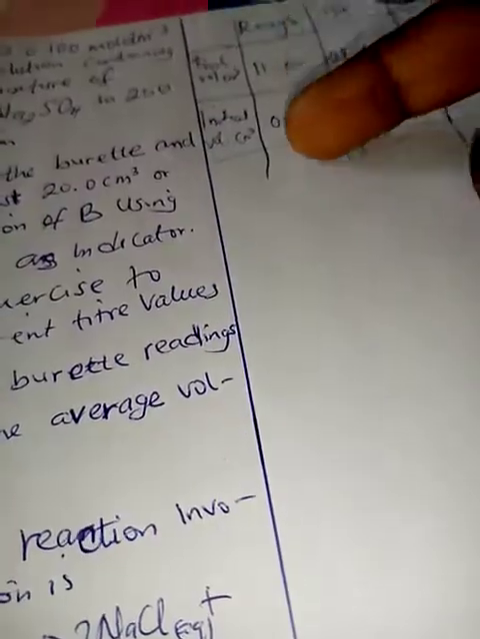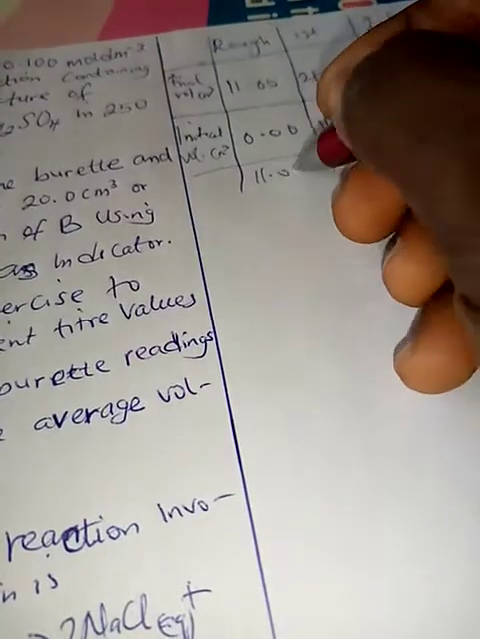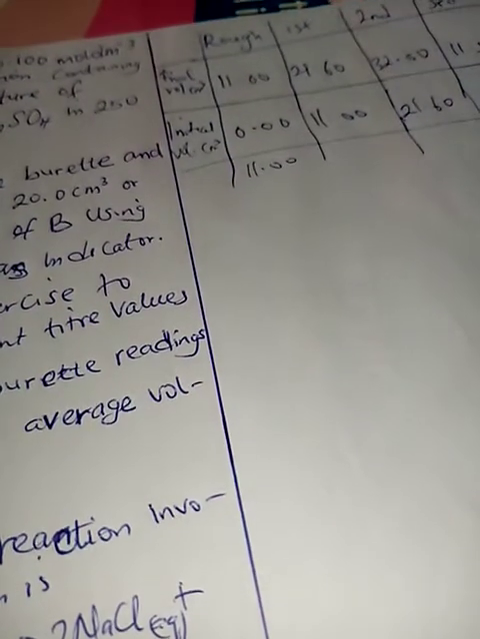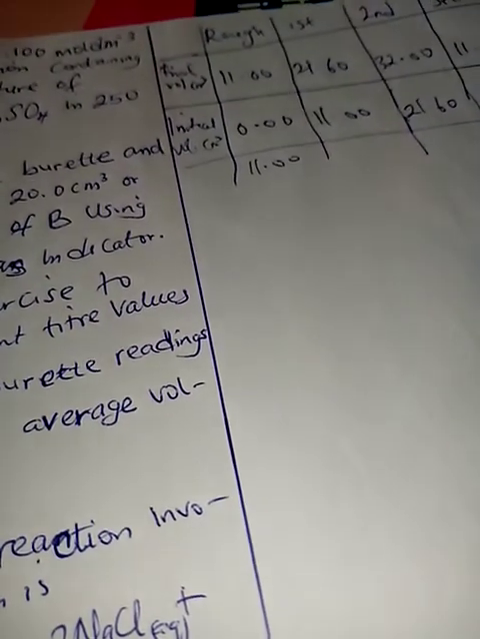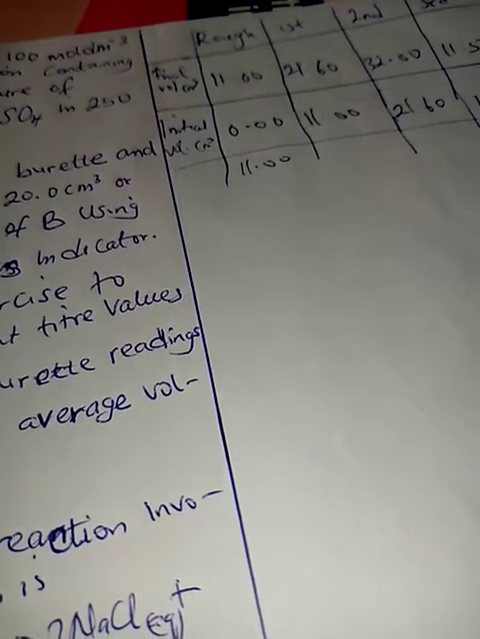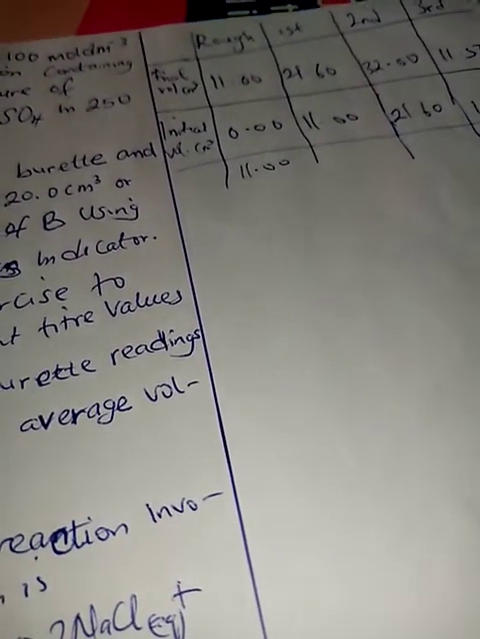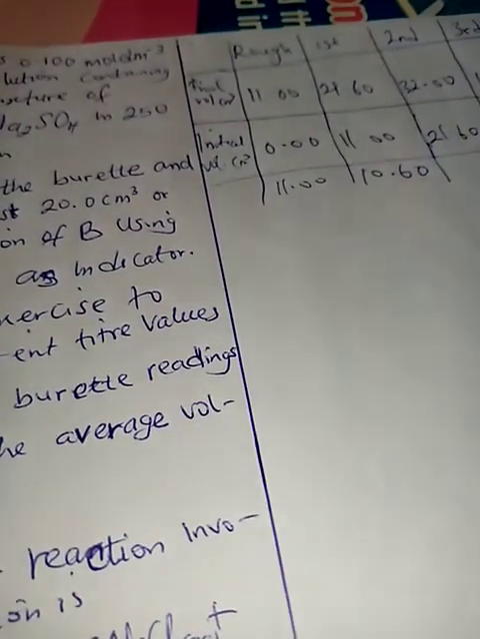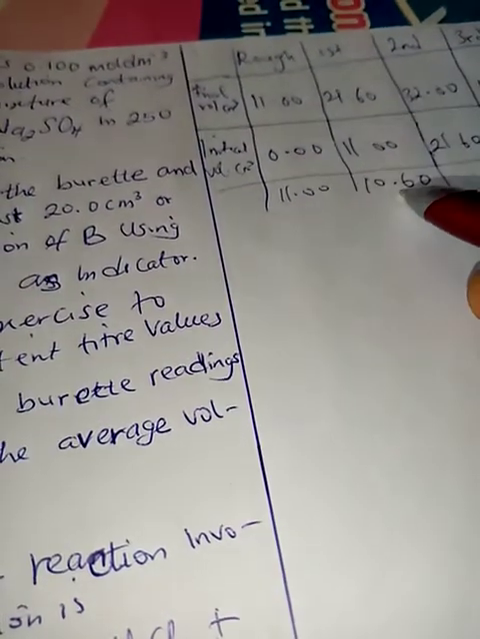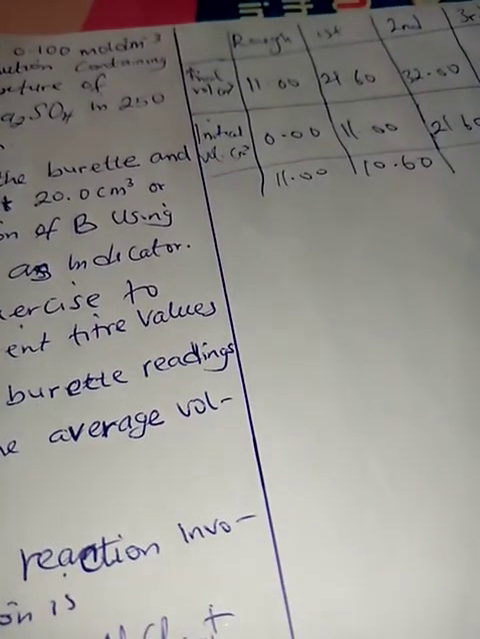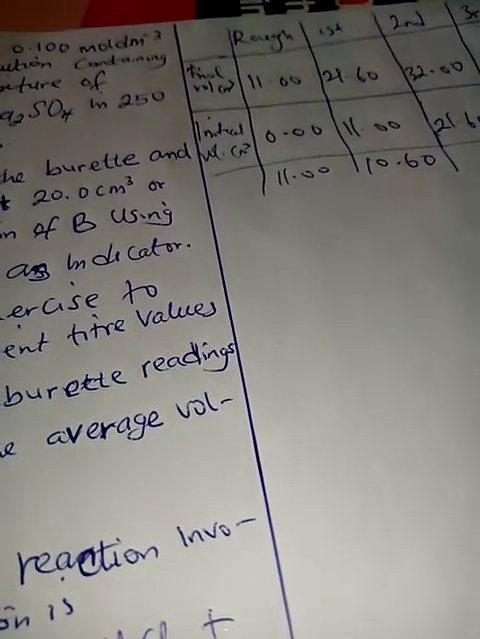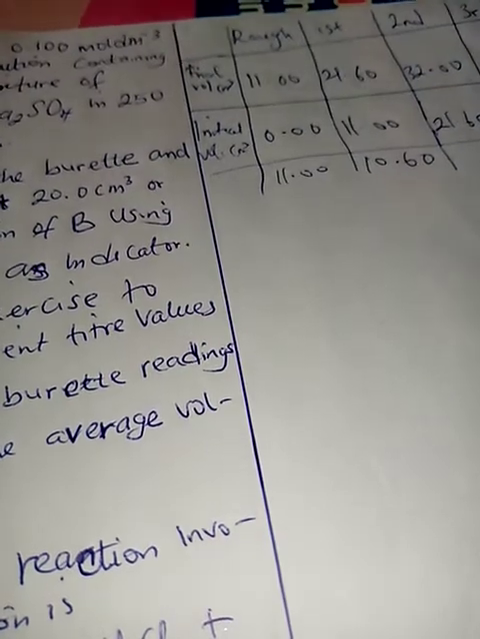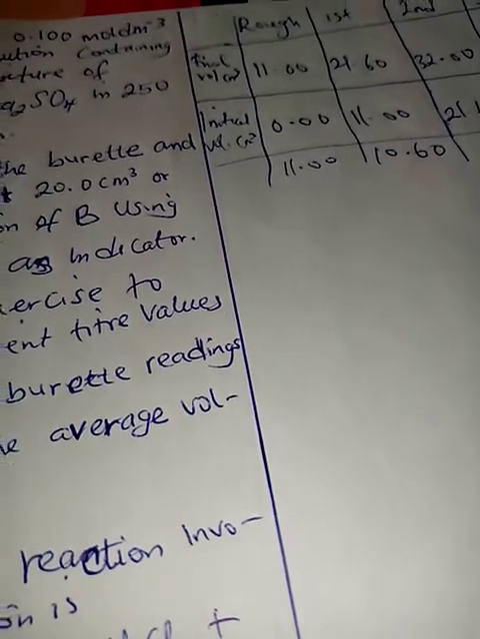So what am I going to do? I'll take the difference between all of this. This is going to be 11.00. Then I have 21.60 minus 11.00. That will give me 10.6. Now you see that I'm going back to where I started from. What I added to this is what I'm getting back here. So I will do this again. 32 minus 21.60. That will give me 10.4.